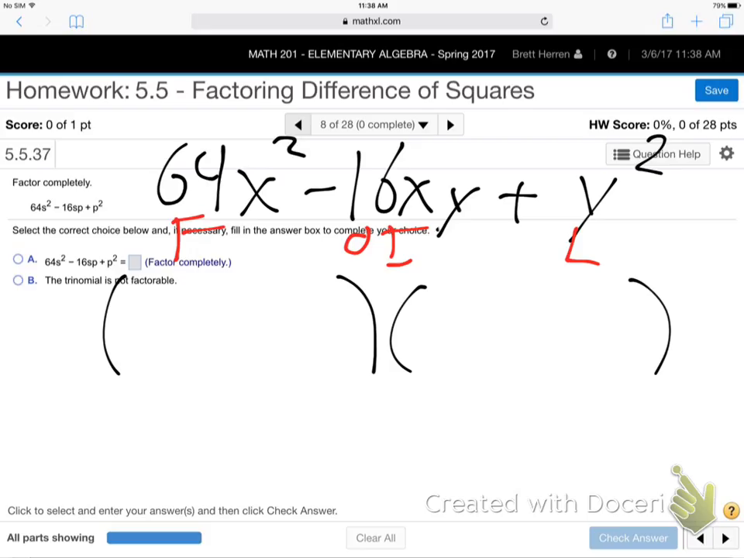FOIL. Front times front to make front. Use your calculator if you're not sure. What times what makes 64? 8x and 8x.